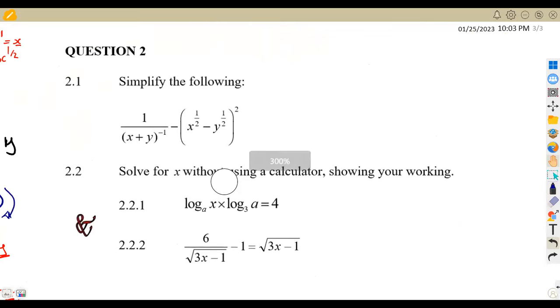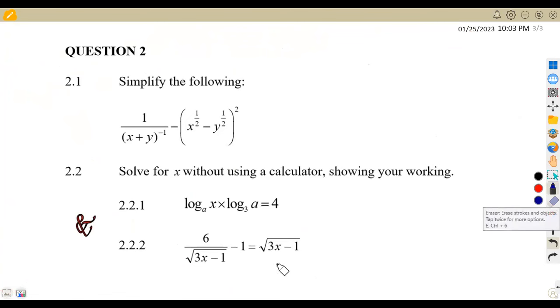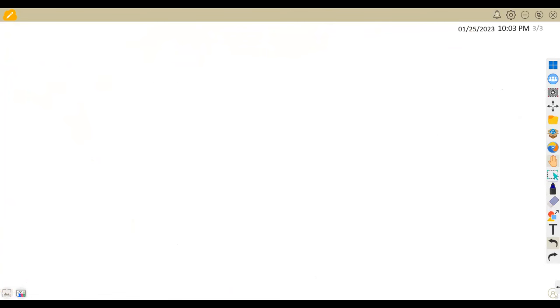We are going to move on to question 2.2, where we are given to solve for x without using a calculator. Show all your working. And the first part, it's a logarithm. Okay, a nice log that we are given here. So let's write our log down and see what you're supposed to do in this case.